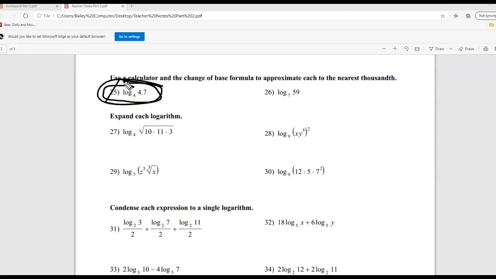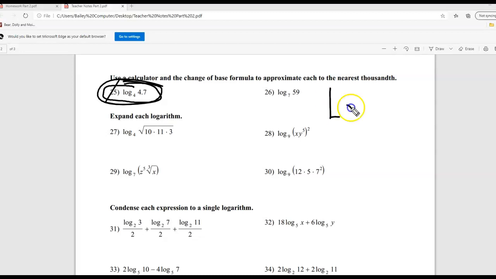We wouldn't be able to use our properties to get this answer. And unfortunately, we couldn't even really use our calculators because our calculators are all in base 10 or base E. So what we want to do is change it to a base of 10 so we can use our calculator. To do that, we're going to use the change of base formula. And it looks like this.